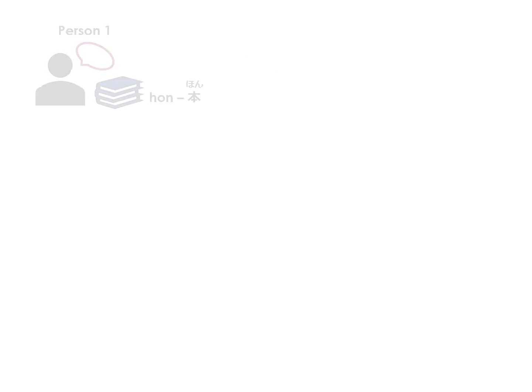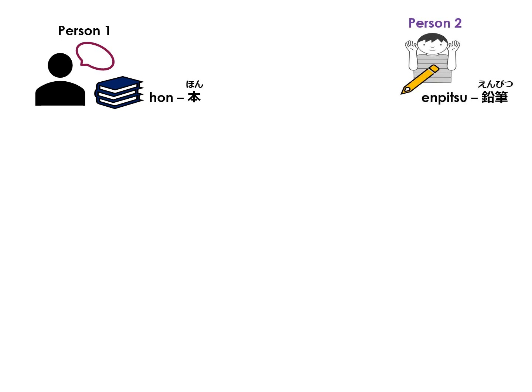In this scenario, we have person 1 who has some books or hon, and person 2 who has a pencil or enpitsu, and far from both of them is a bag or kaban. Here are some things that person 1 will say to person 2.